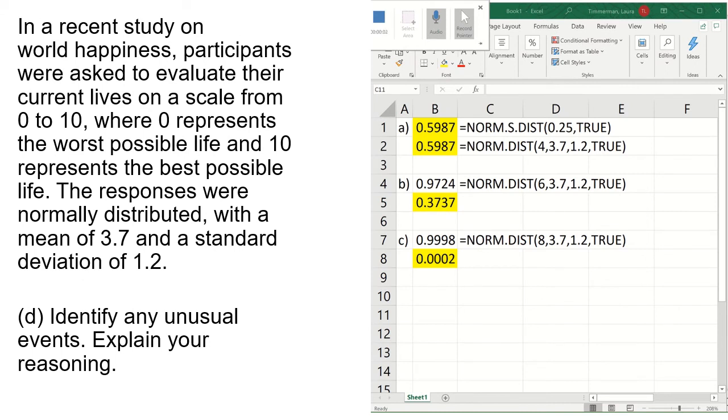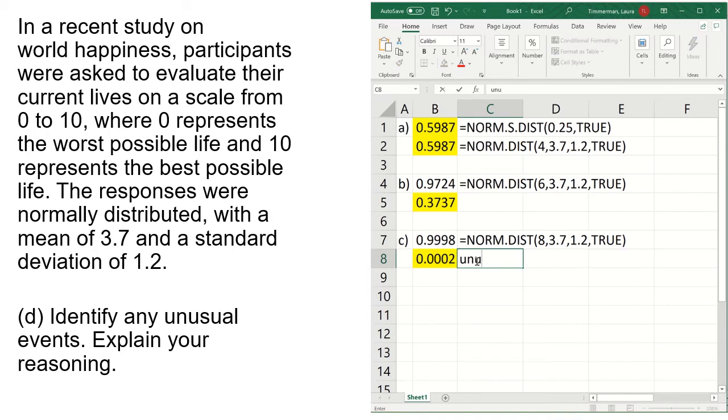Part D asks you to label any unusual events. So we have here our 3 probabilities from A, B, and C. To be unusual, it must happen less than 5% of the time or have a probability smaller than 0.05. So A, that is not an unlikely event at all. B is not unlikely enough, but C is. So this one is unusual. But the other 2 were not.